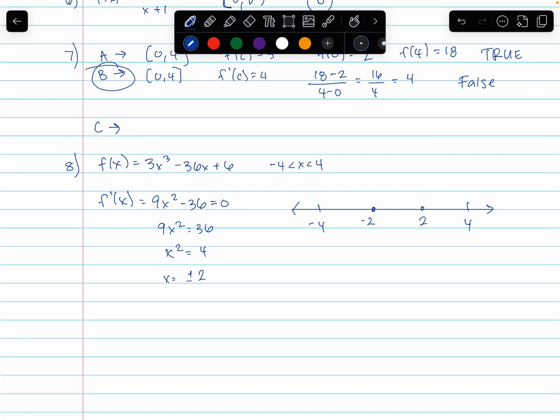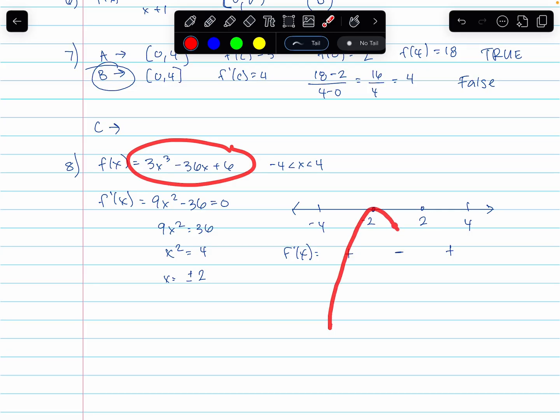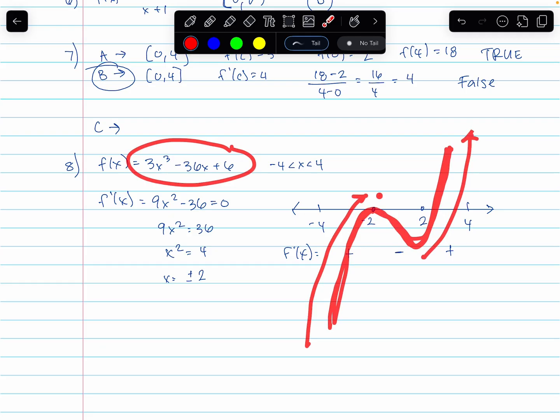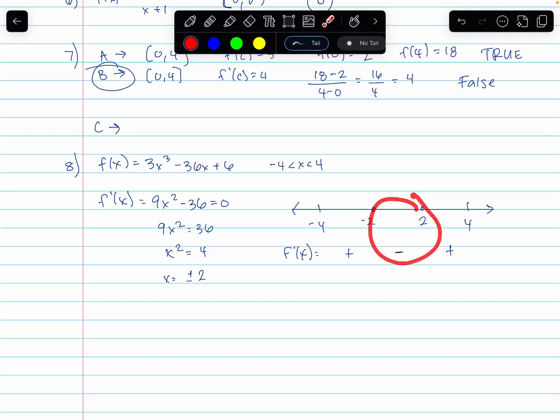So f prime is positive here, negative here, positive here, which makes sense because our function is cubic, meaning that it's going to be increasing, then decreasing, then increasing. So this is what the function is going to look like. The function f is going to be increasing to the left of negative 2 and from 2 onward, and decreasing where f prime is negative. And so that's got to be D.